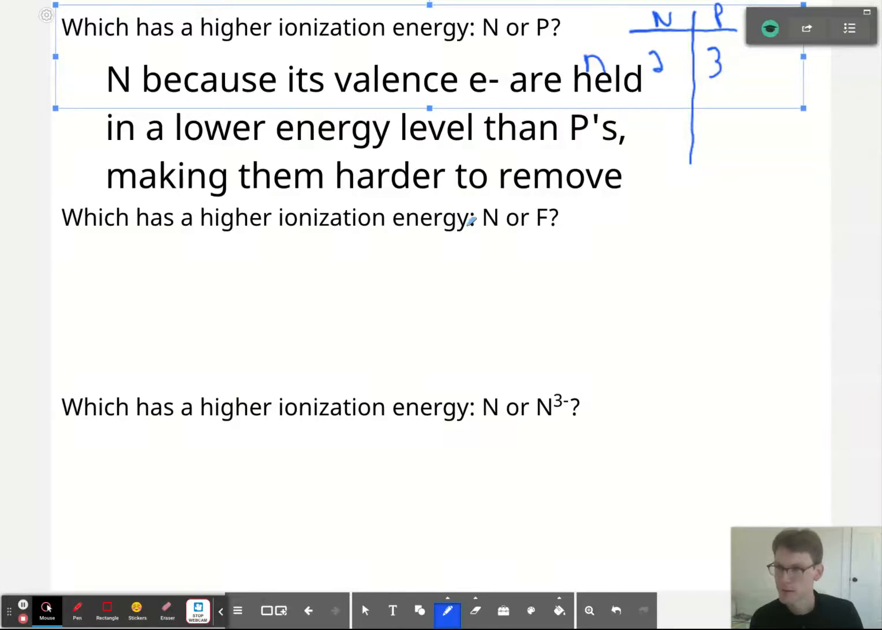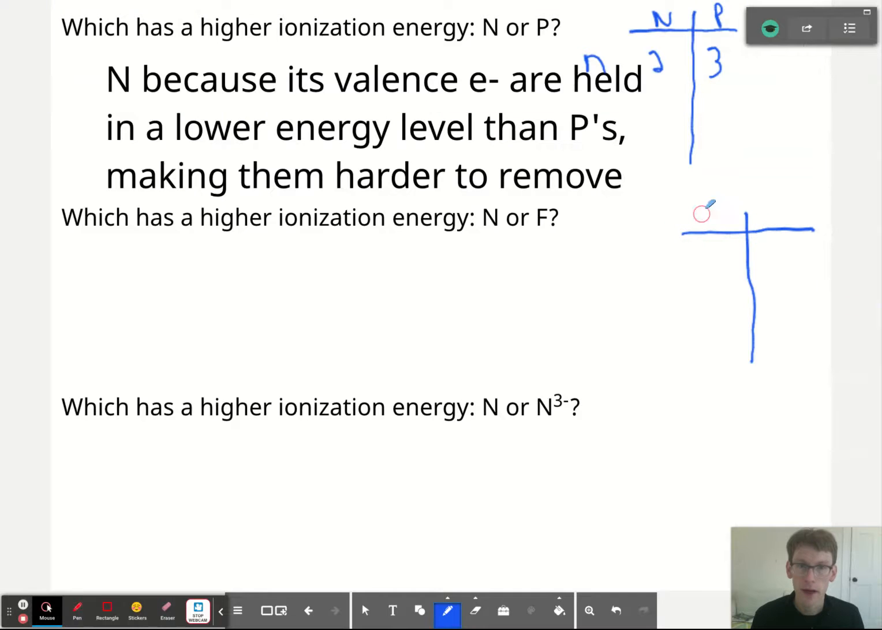Next comparison to make is nitrogen versus fluorine. So in this case, we'll make a T-chart again, but what we will find is that the energy level of the outermost electrons in nitrogen is energy level 2. For fluorine, the energy level is also 2. So here we can't make a distinction based on the energy level, but we can based on the number of protons.